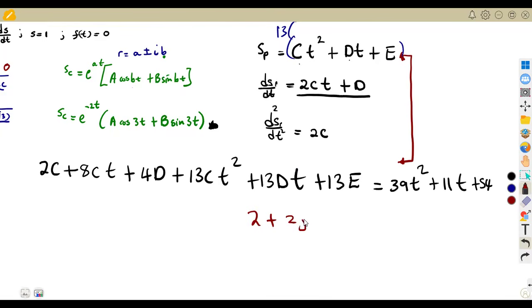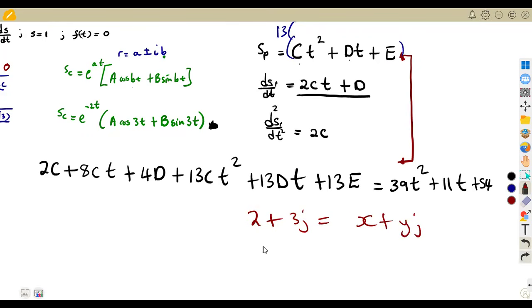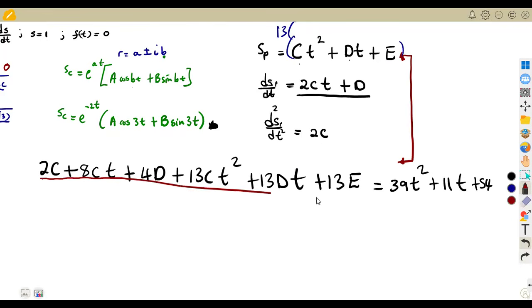Maybe I'm given something like this, 2 plus 3j is equal to, maybe this is x plus yj. Because these formats are the same, we simply equate, saying x is equal to 2 and 3 is equal to y. There's no important calculation to be done there. Why? Because of the format. The format that we have on this side is the same format that we have on that side.